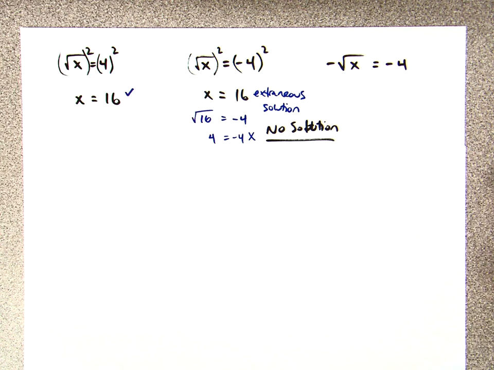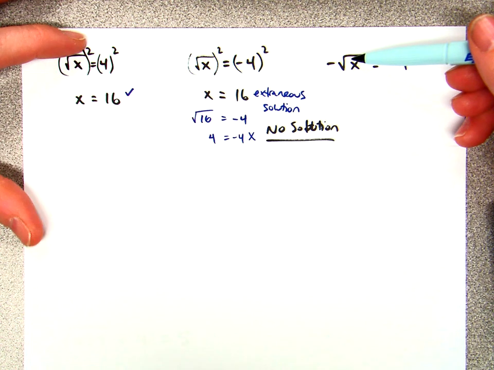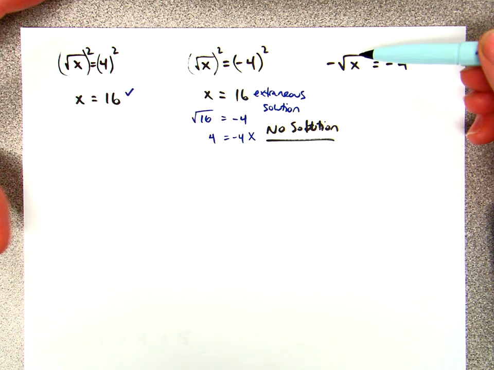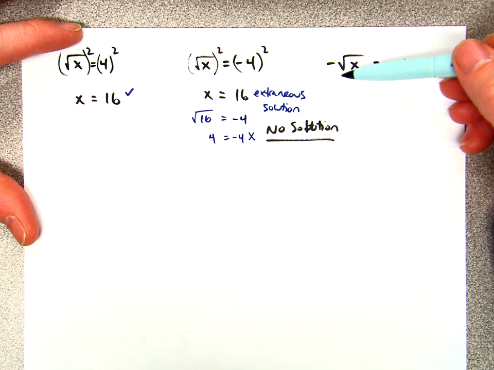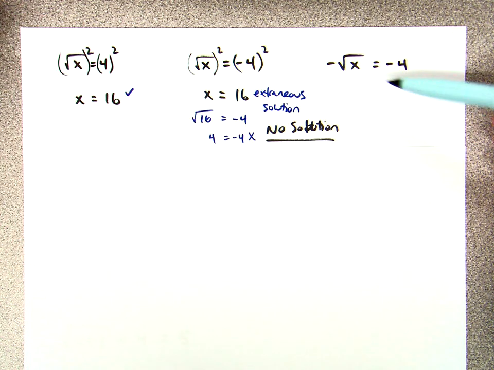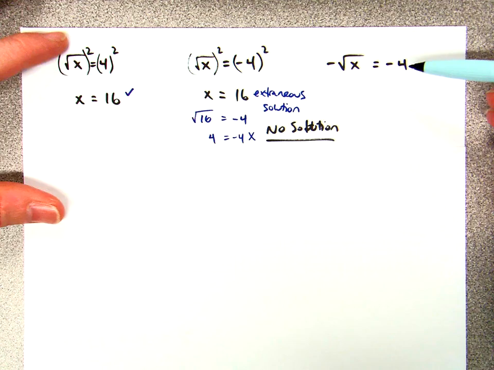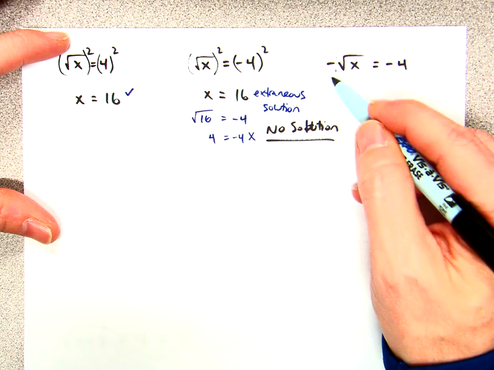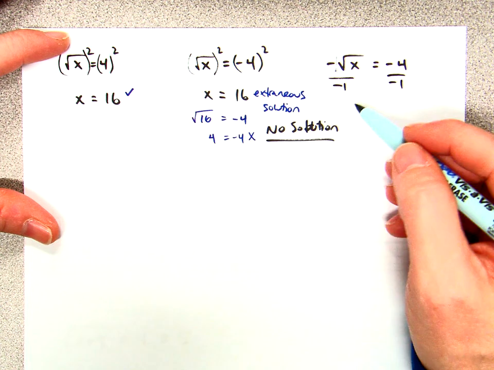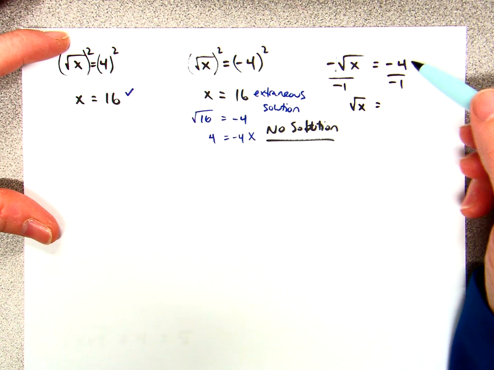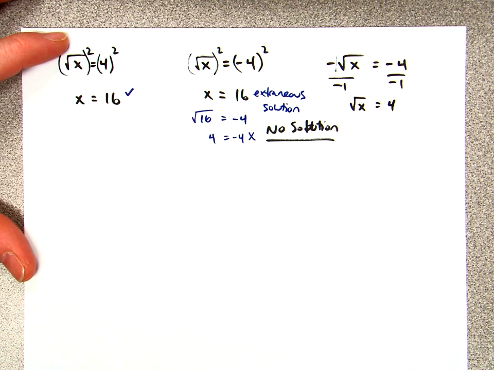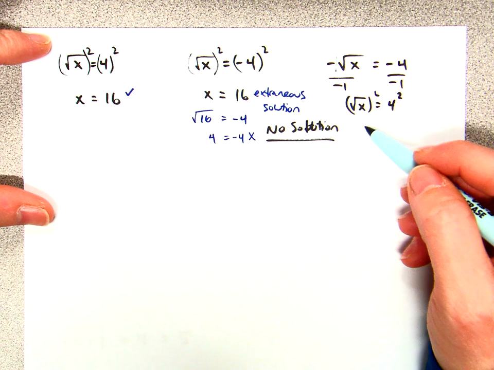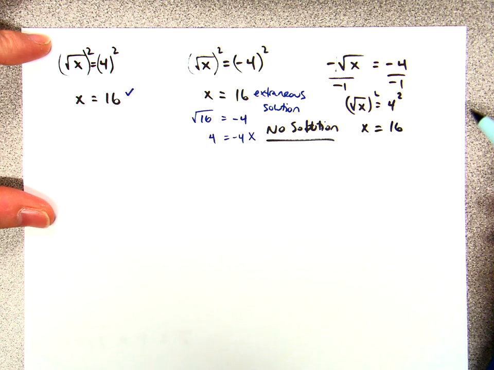Now, if we wanted to do this, what I'm going to suggest is trying to get that root on its own. Because if we're going to remove a root with a square, we really want the root to be the only thing on that side. So this is a negative. We can think of this as a -1 times the root, which means we can divide both sides by -1. That'll give us the square root of x equals +4 again. And then if we square this, we're back over here, where x equals 4 squared, which is 16.